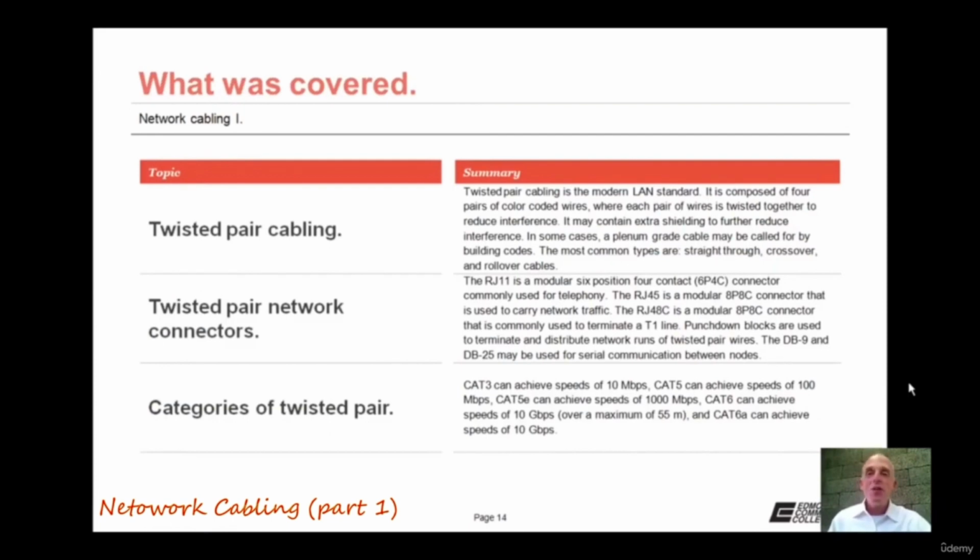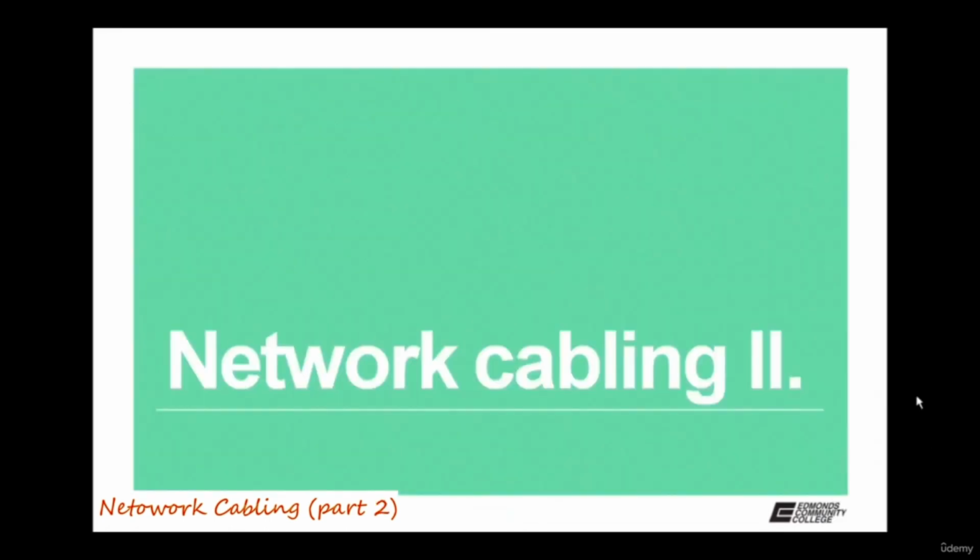Now that concludes this session on network cabling part 1. I talked about twisted pair cabling, then I talked about twisted pair network connectors, and I concluded with the categories of twisted pair cabling.